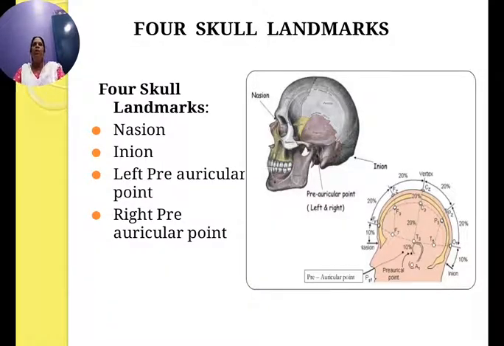So there are 4 skull landmarks which are available on the cranium, that is the nasion, inion, and left preauricular point and right preauricular point. The right and the left preauricular points are near the earlobe. The nasion is between the forehead and the nose, and the inion is at the back of the neck. So these are the 4 skull landmarks which are being considered.